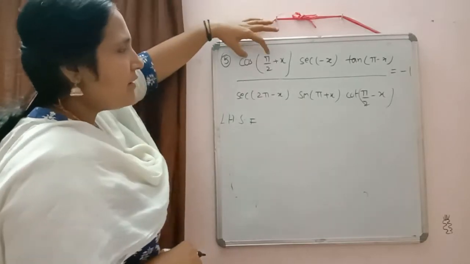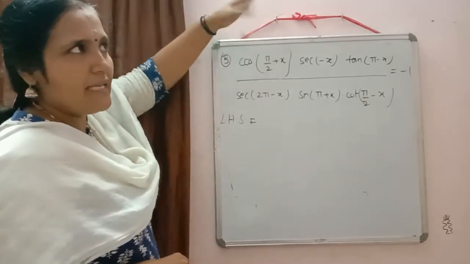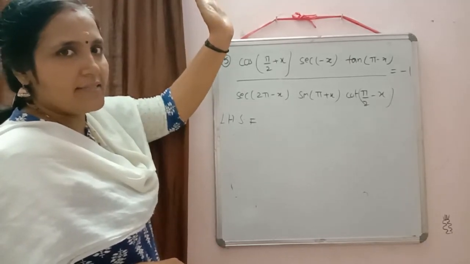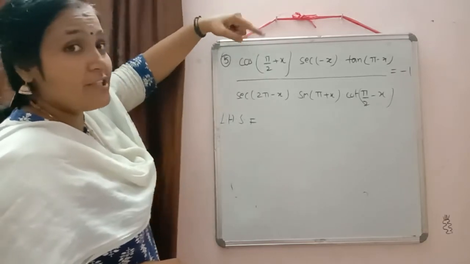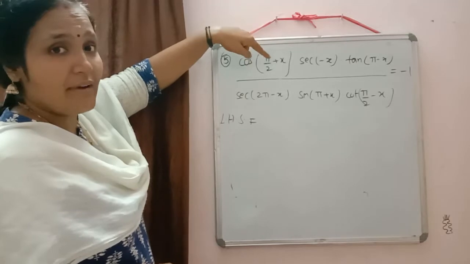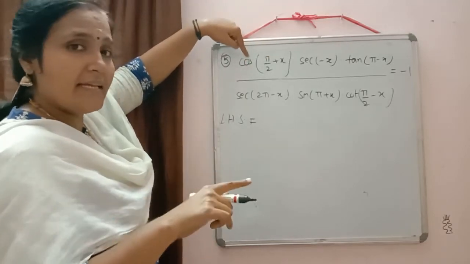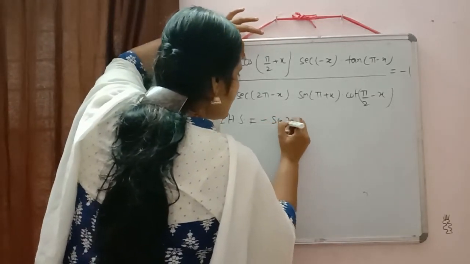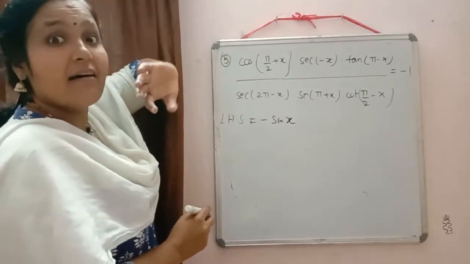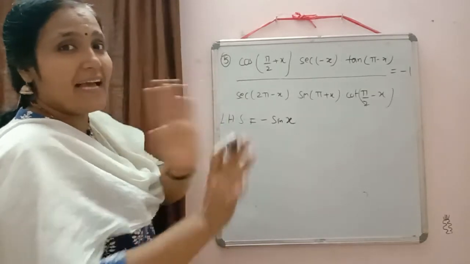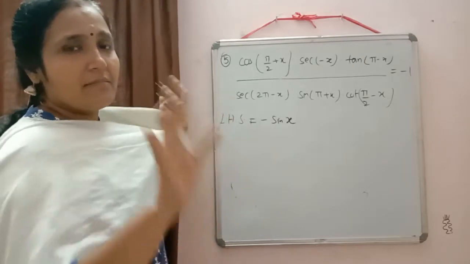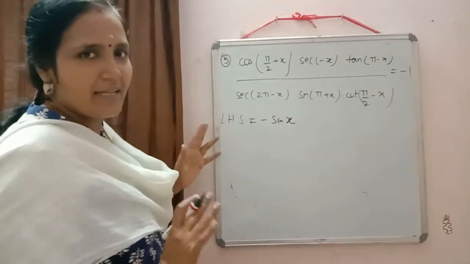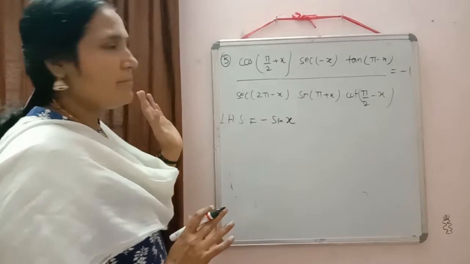So first one, cos(π/2 + x). π/2 means 90 degrees. 90 degrees plus x means we are coming in the second quadrant, and in the second quadrant remember cos will change to sine in case of 90 degrees, and we know cos is negative in the second quadrant. So cos(90 + x) will be equal to −sin x. That's why when we are finding the values, I told you don't write anything as 90 plus or 270 plus, because in that case you have to change cos into sine, but in proof we don't have any other option. So first one we got −sin x.